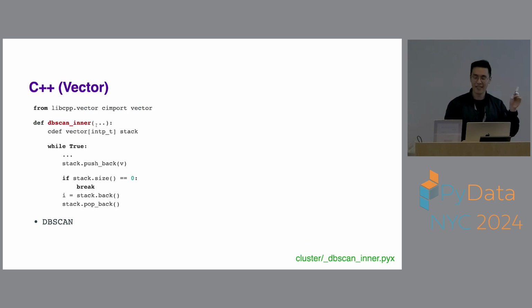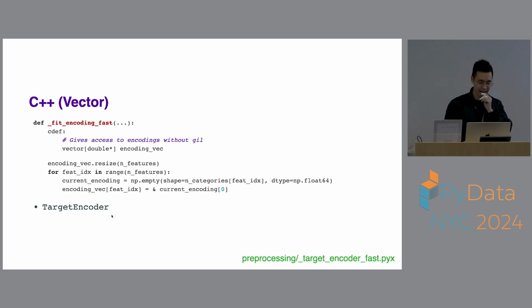We can also use C++ vectors. This is using the C++ API: push_back, size, pop_back. These are all C++ algorithms. This is used in DBSCAN. A fun one is that we can have vectors of pointers. Using a vector of pointers allows you to access data without the GIL, because these are not Python objects, they are pointers to data somewhere in memory. So this is another technique we use in scikit-learn.